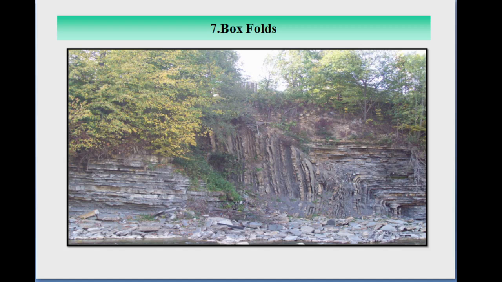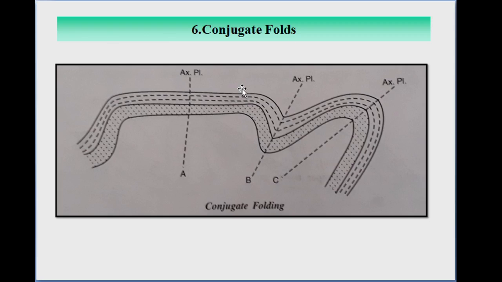Here in the conjugate fold, the first part of this conjugate fold shows the box fold. Here the limbs are inclined, and it is flattened on the upper side. This strata shows the box-like structure. You can see three sides of the rectangle in such a box fold.